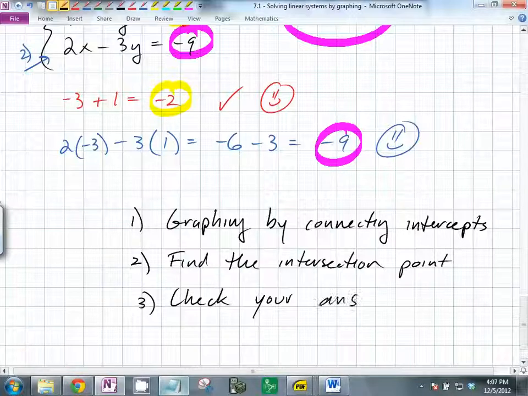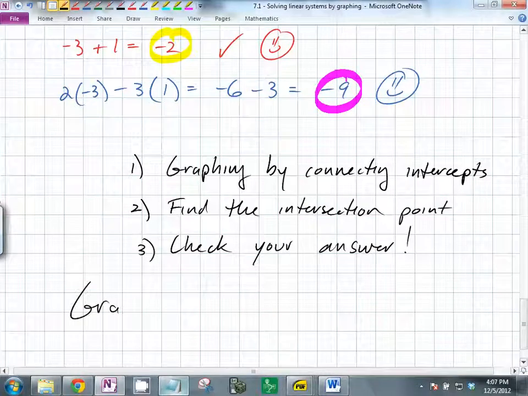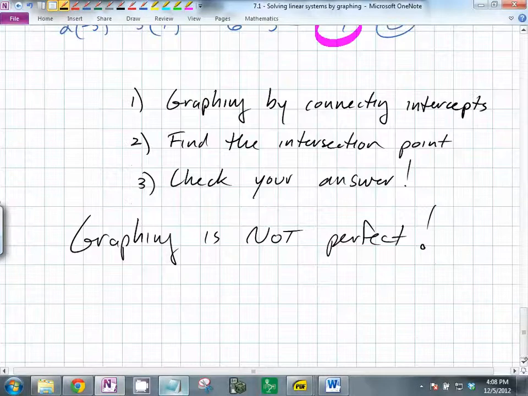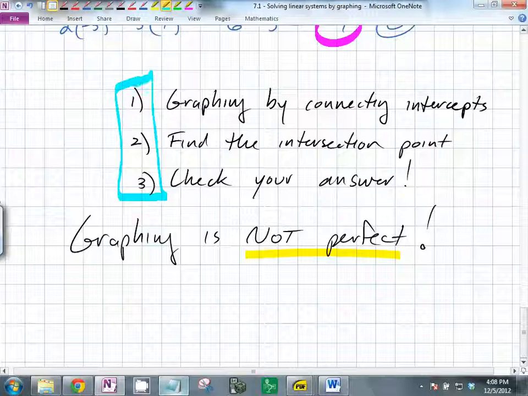Now, is it okay if it's a little bit off at this point? It is okay if it's a little bit off because graphing is not perfect. If you're off by just a little bit in your graph, your answer is going to be off a little bit when you try to find the intersection point. So it's okay if it's a little off right now, because later we're going to solve these algebraically and find exact answers. So right now, it's okay if it's a little bit off, but it's important that you remember these 3 steps.